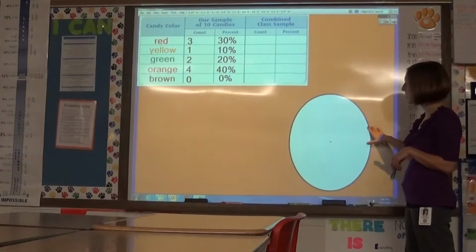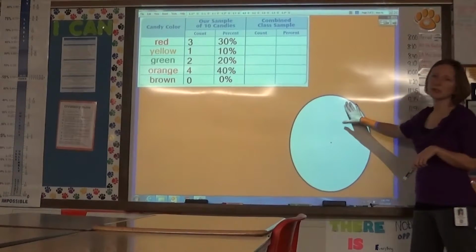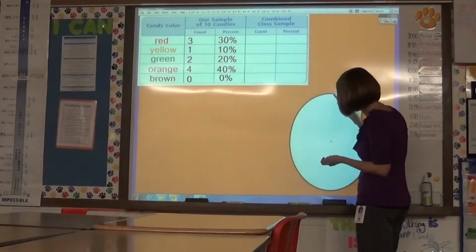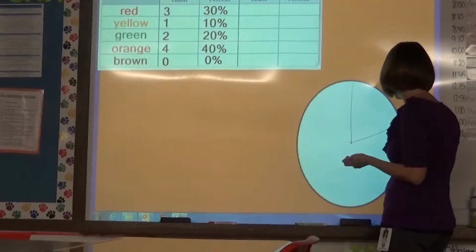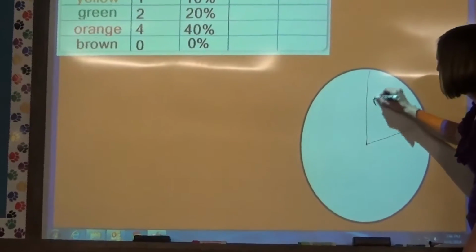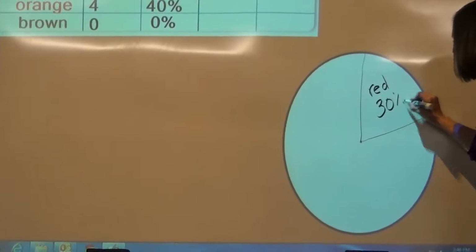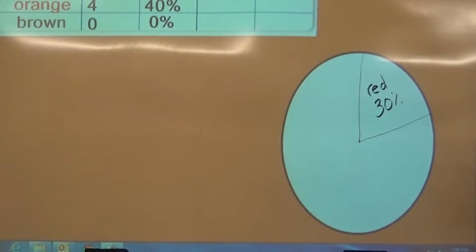You'll need to measure over to where about 30% would be, make your mark, draw your line, make sure that you label it. So to make sure for this, if I were to have my percent circle and my straight edge here, I'd have my straight line, I'd measure over about 30%, and I would want to make sure I label it as red and 30%. Okay, and I would do that for each color, and then I would have my circle graph.